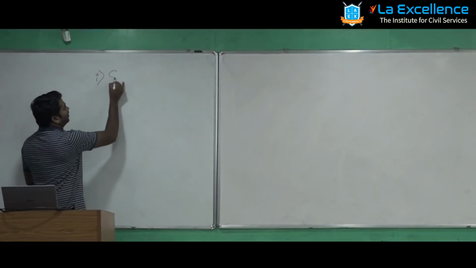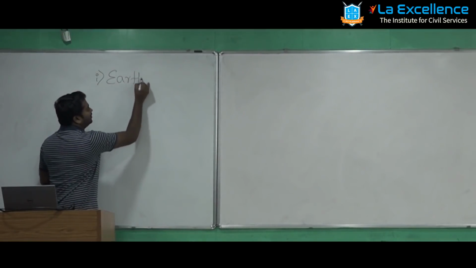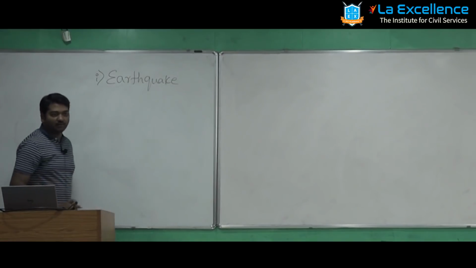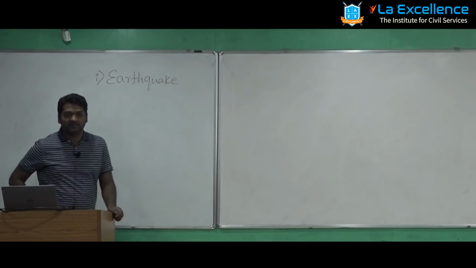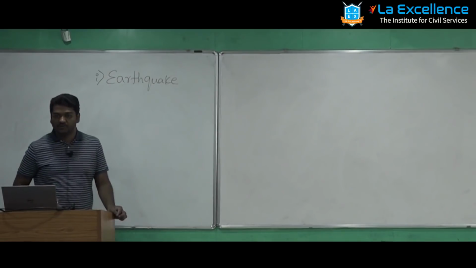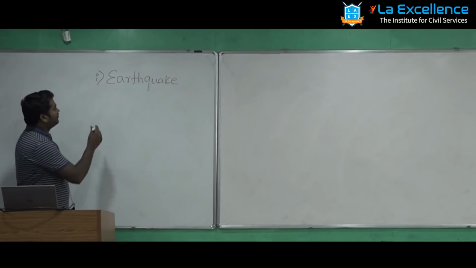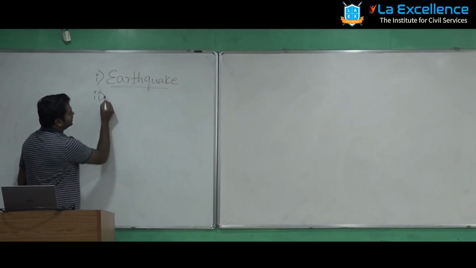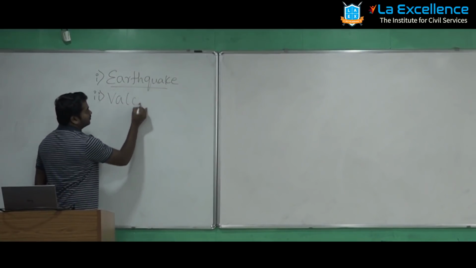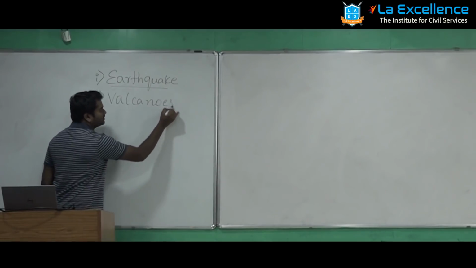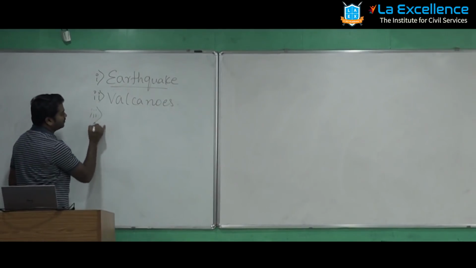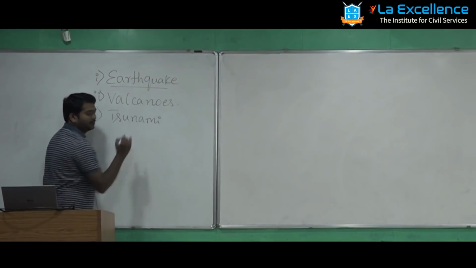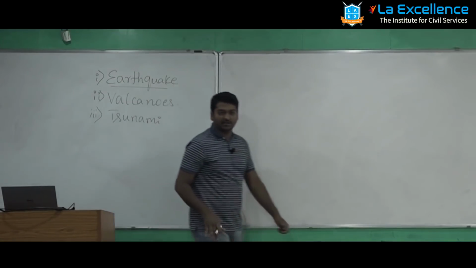I hope I need not explain to you how earthquakes are formed and what are the different waves of earthquakes, shadow zones and all, right? But let us see where is the distribution of these. So earthquakes, volcanoes and tsunami. Right, let's take these three together.